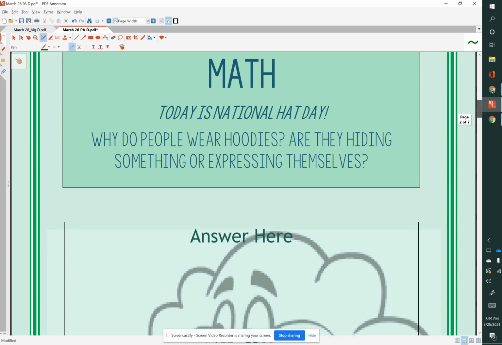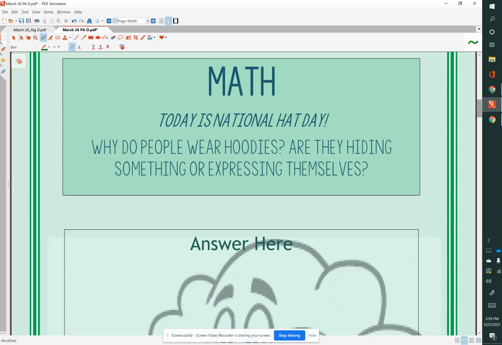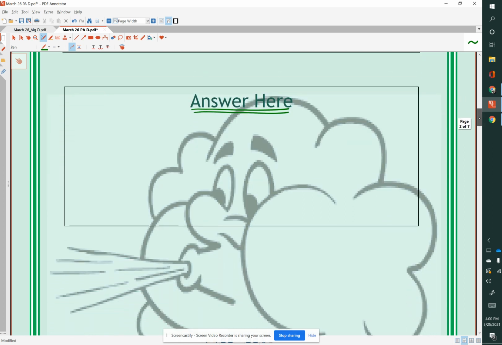Today is National Hat Day. So here's the question. Why do people wear hoodies? I wonder, people didn't wear hoodies so much when I was your age, but boy, now I see a lot of people wearing hoodies. Now I always think, well, gosh, are they hiding something or are they expressing themselves? Or maybe you're just cold, but I see hoodies when it's pretty warm out too. I'd love to hear your thoughts on hoodies. Why do we even say we shouldn't have them at school? What's the deal with hoodies and why are you wearing them? So please, I'd love to hear your thoughts. Please write your thoughts right there.